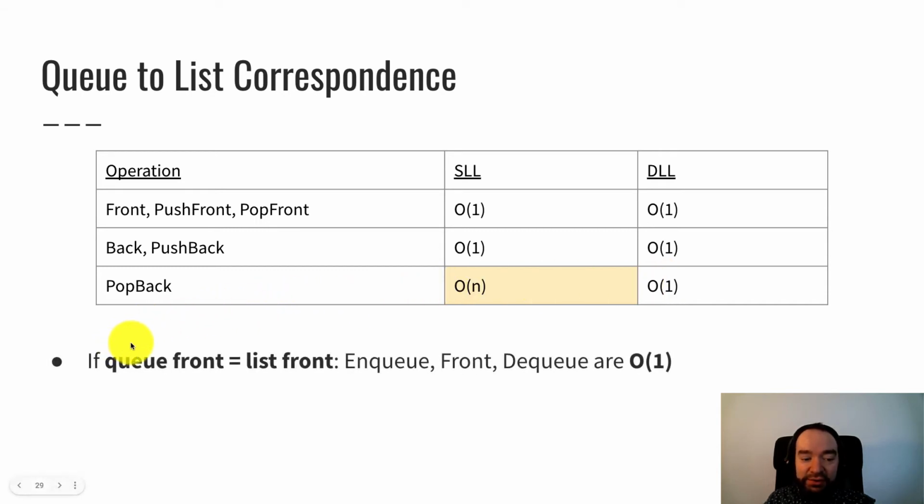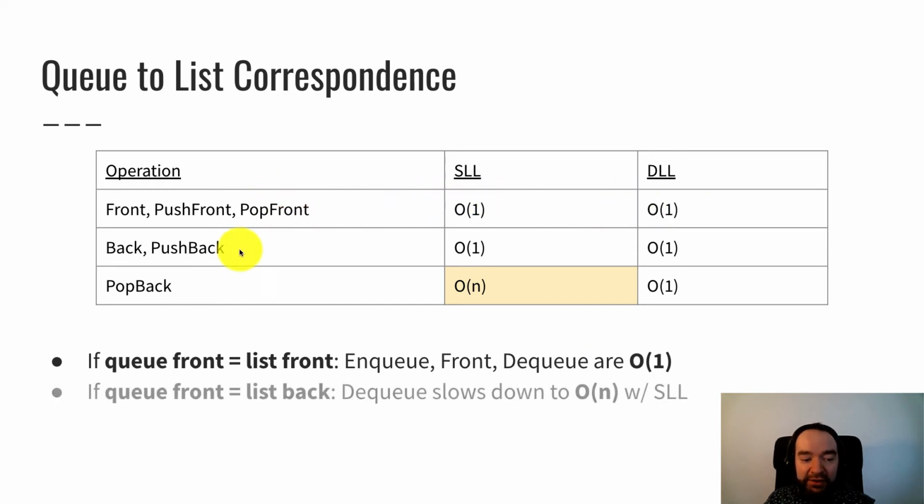If we make the queue's front be the list's front, then all of these operations are constant time regardless of which kind of data structure we use. So to enqueue, you would push to the back, which is constant time regardless of singly linked or doubly linked. To get the front, you would call the front operation, which is constant time for both data structures. And to pop the front, to dequeue, we would pop the front, and that's constant time for both kinds of lists.